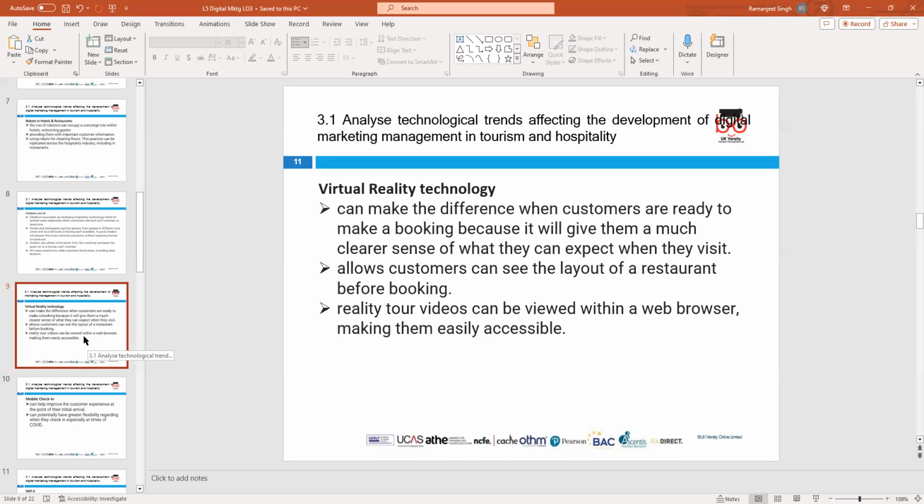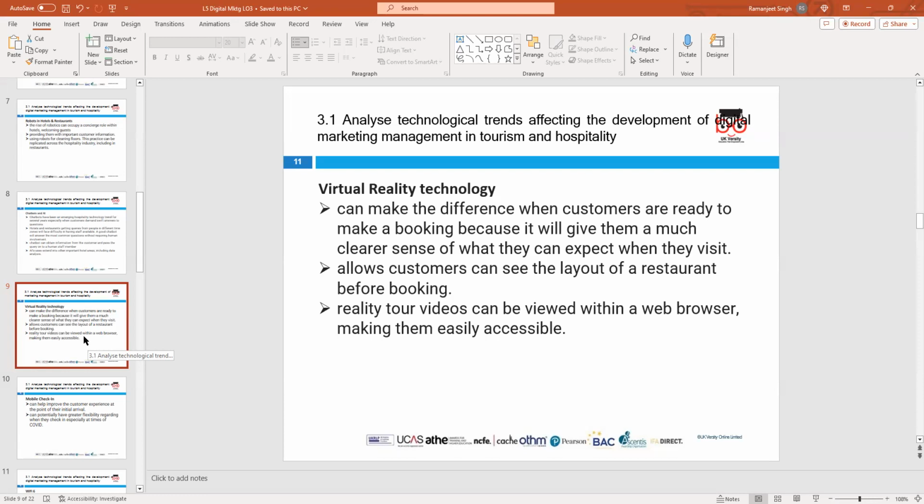They can see the atmosphere in a particular hotel, room or restaurant, before they book, and they can see what they will see in reality. Okay, so they don't have to visit, they don't have to go physically, but they can see in virtual reality, and this will make a difference between booking and not booking.